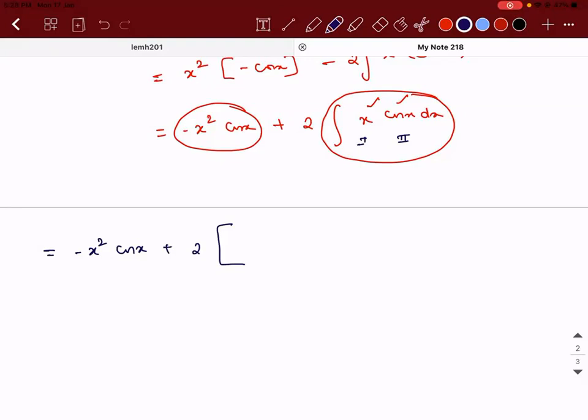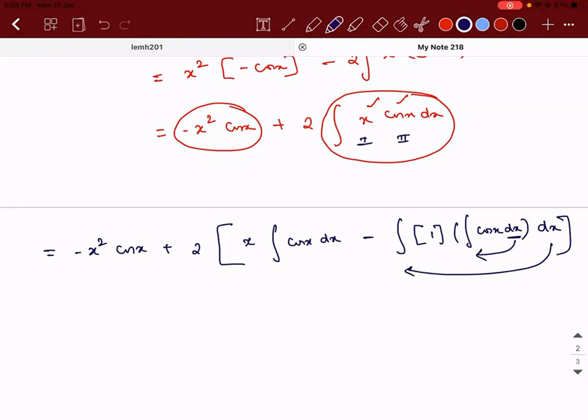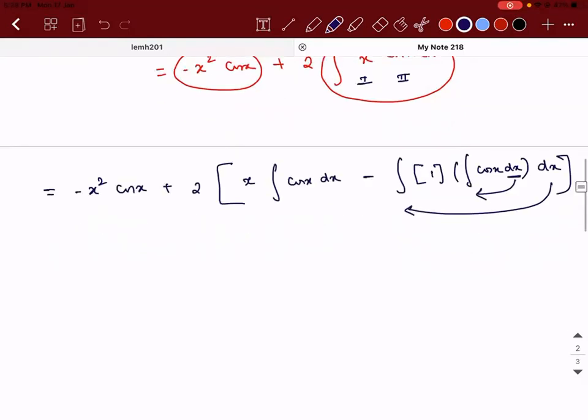So algebraic, we take x as function 1 and cos x as function 2. Perfect. And then we put x into the integral of cos x dx, which is sin x, minus the integral of the derivative of x, which is 1, into the integral of cos x dx, with another dx outside, because you'll put 2 dx. One dx is for the interior integral, and the second one is for the exterior integral.